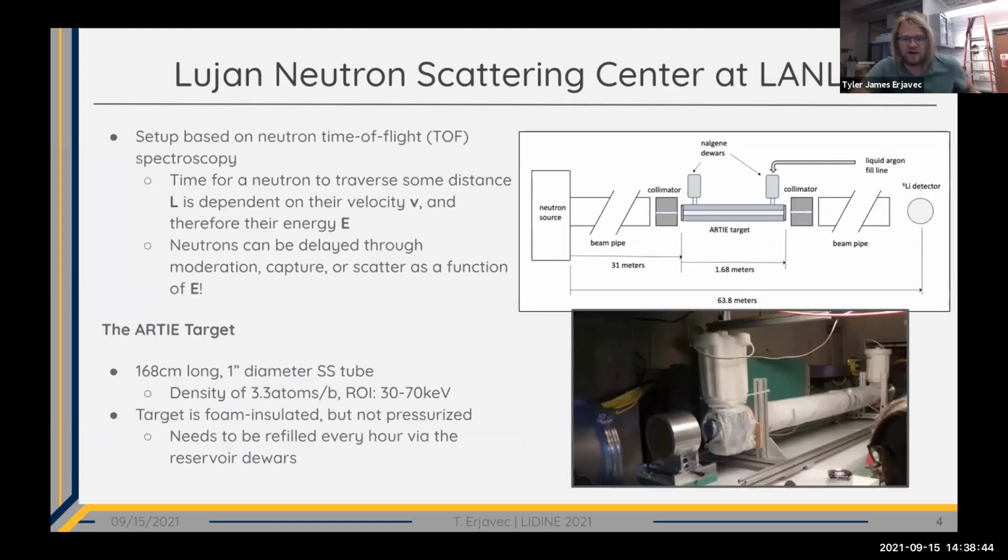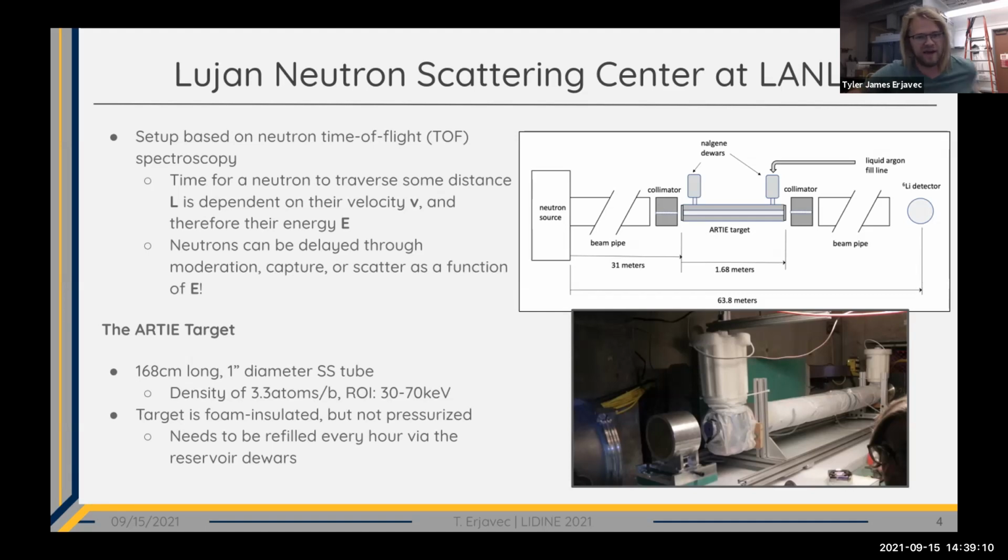So let's go on. I'll talk a little more about the exact RD target. The RD experiment and target utilizes a method that's called neutron time of flight spectroscopy. Essentially, the time that a neutron takes to traverse some distance L is dependent on their velocity V and therefore their energy. So this is basically just standard kinematics.